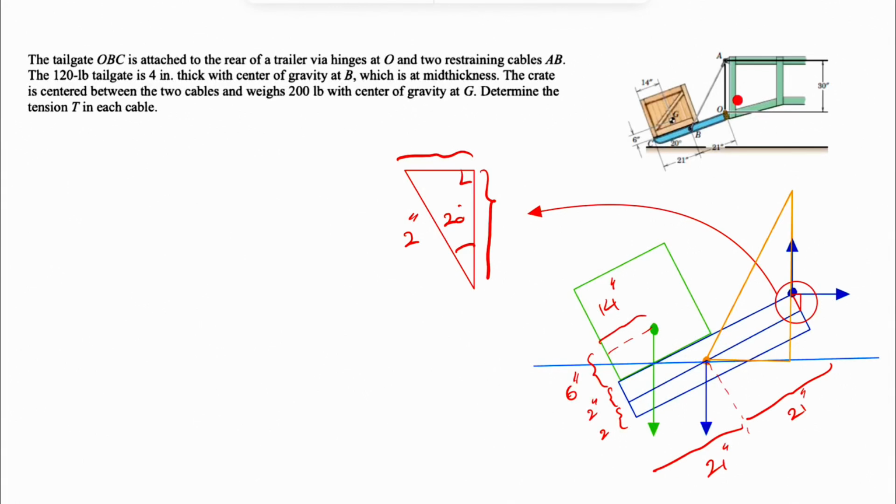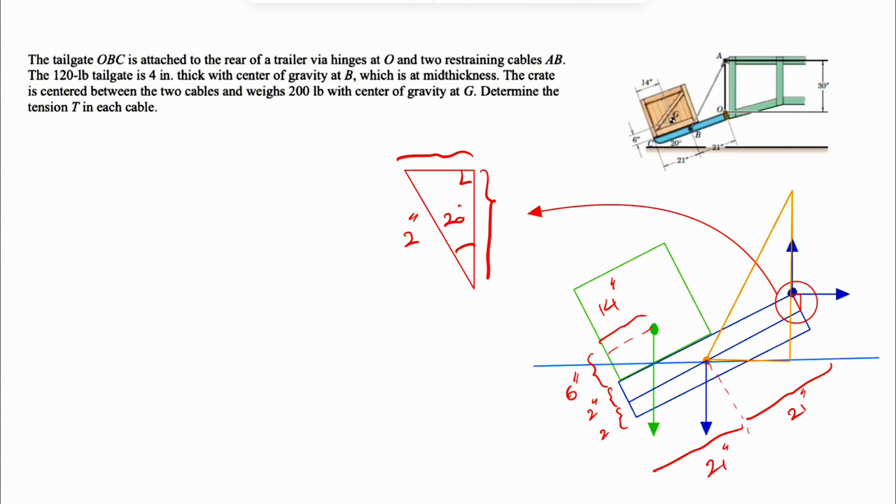We're going to be solving another question from the third chapter of the Meriam textbook, Engineering Mechanics. And this is going to be an interesting one. There are a lot of details in this. So we have a tailgate OBC that is attached to the rear of a trailer. It hinges at point O.